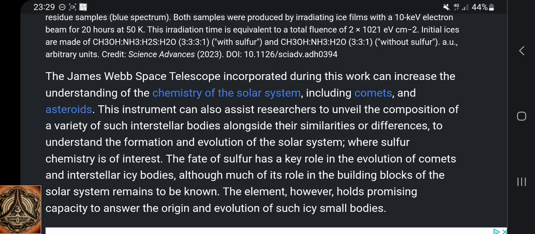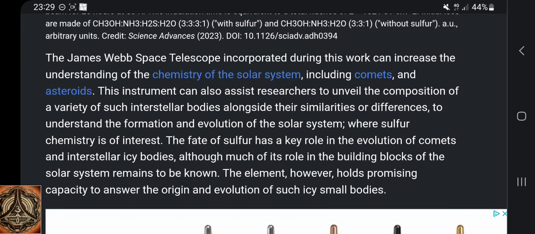The James Webb Space Telescope incorporated during this work can increase the understanding of the chemistry of the solar system, including comets and asteroids. This instrument can also assist researchers to unveil the composition of a variety of such interstellar bodies alongside their similarities or differences, to understand the formation and evolution of the solar system, where sulfur chemistry is of interest. Yes, here it is.